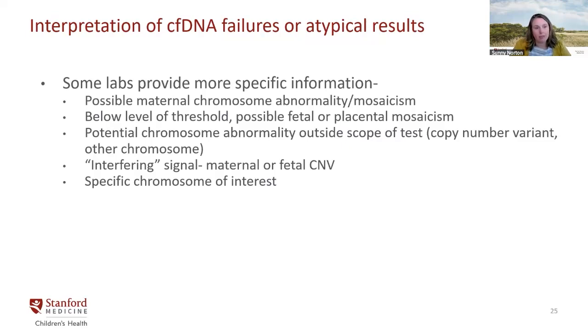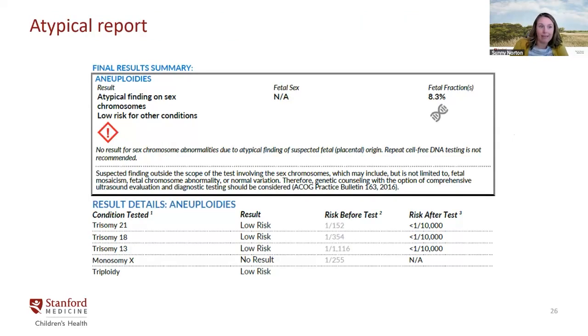Again, the lab might note if the potential chromosome abnormality is outside the scope of the test, or if there's an interfering signal from a maternal or fetal DNA copy number variant, so an extra or missing piece of chromosome, and they might provide the specific chromosome of interest. Here's an example of an atypical result.